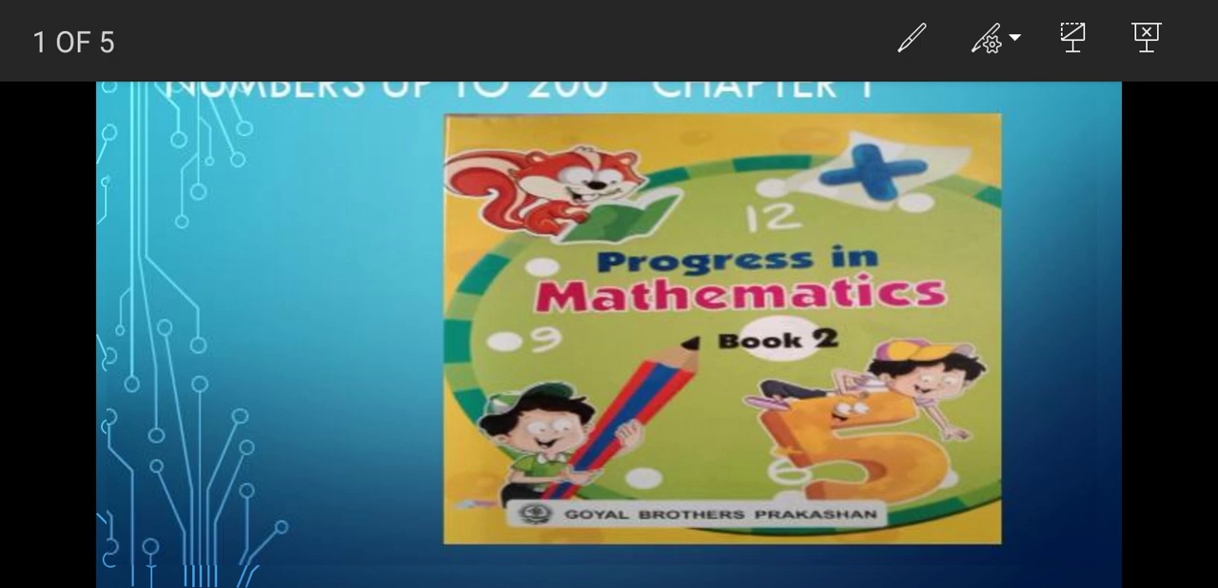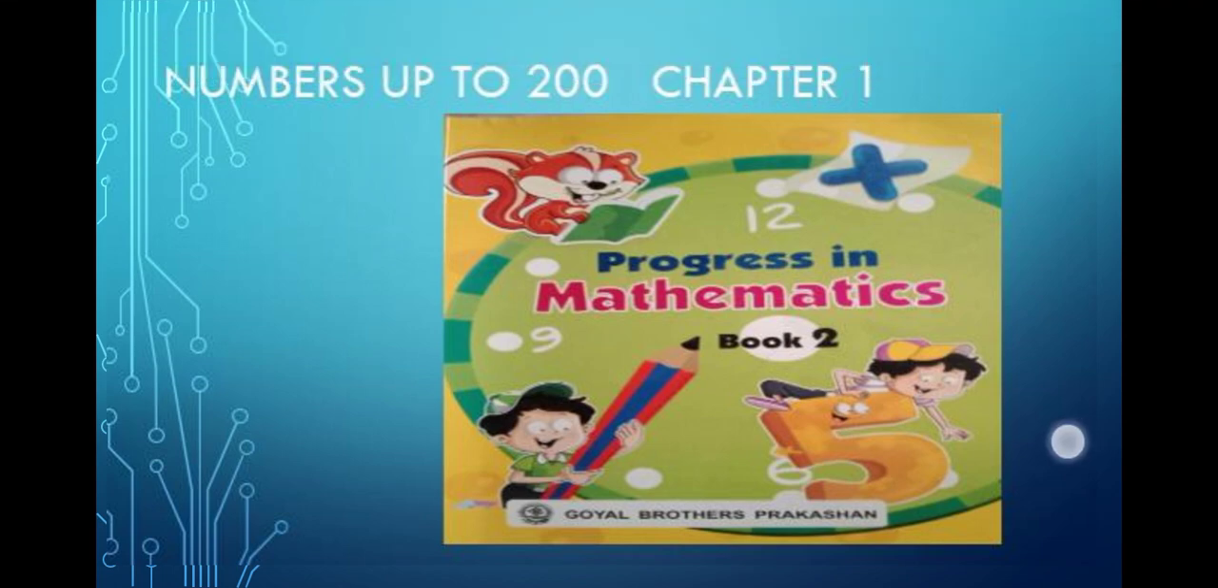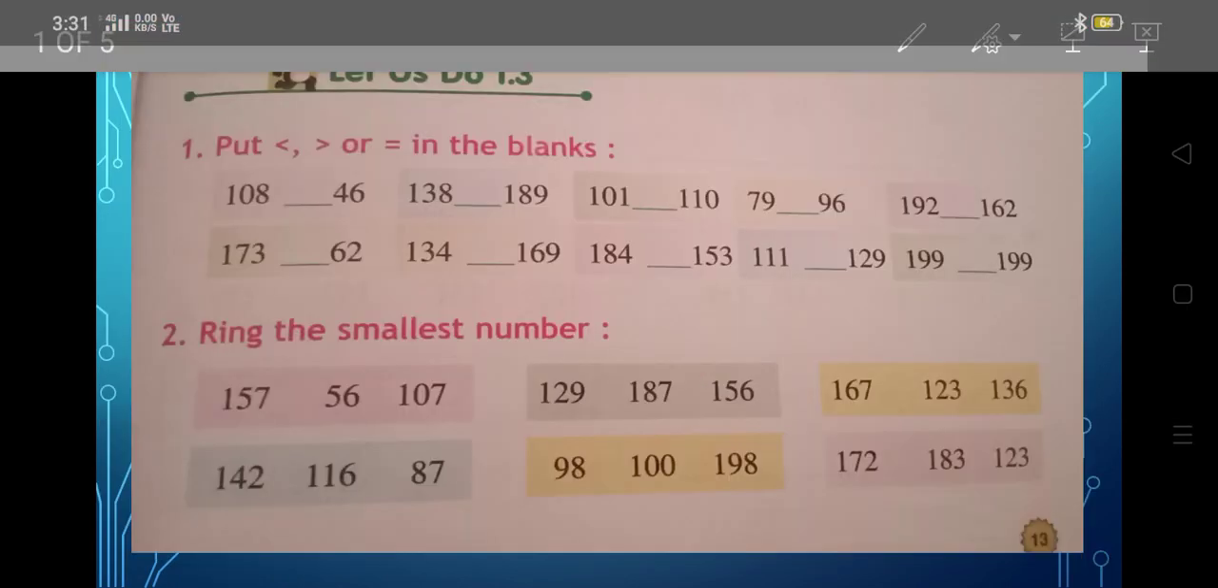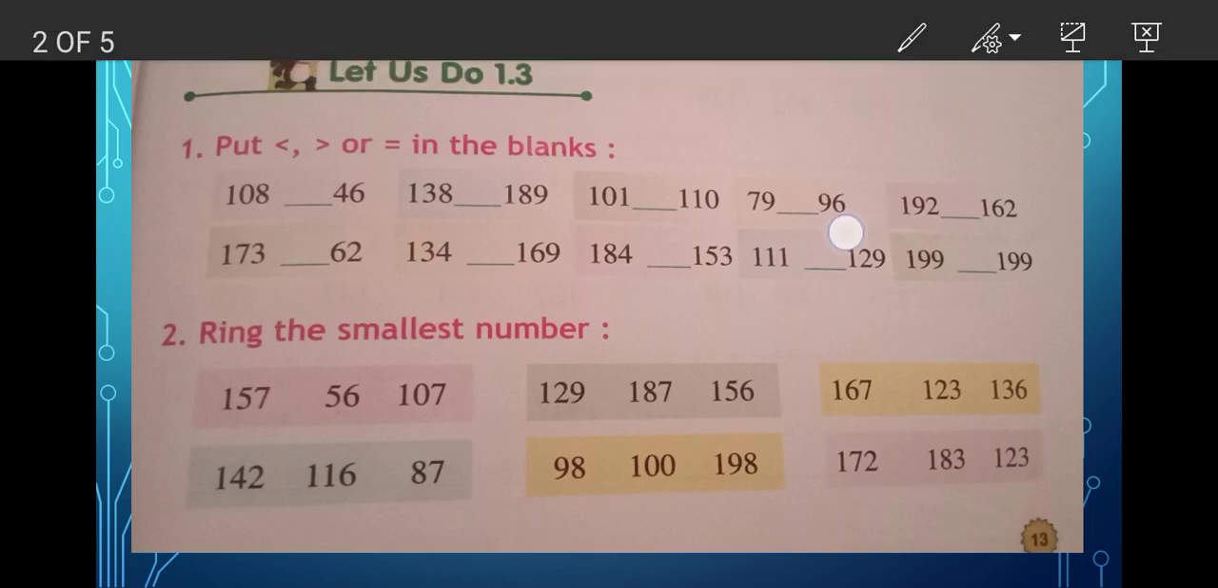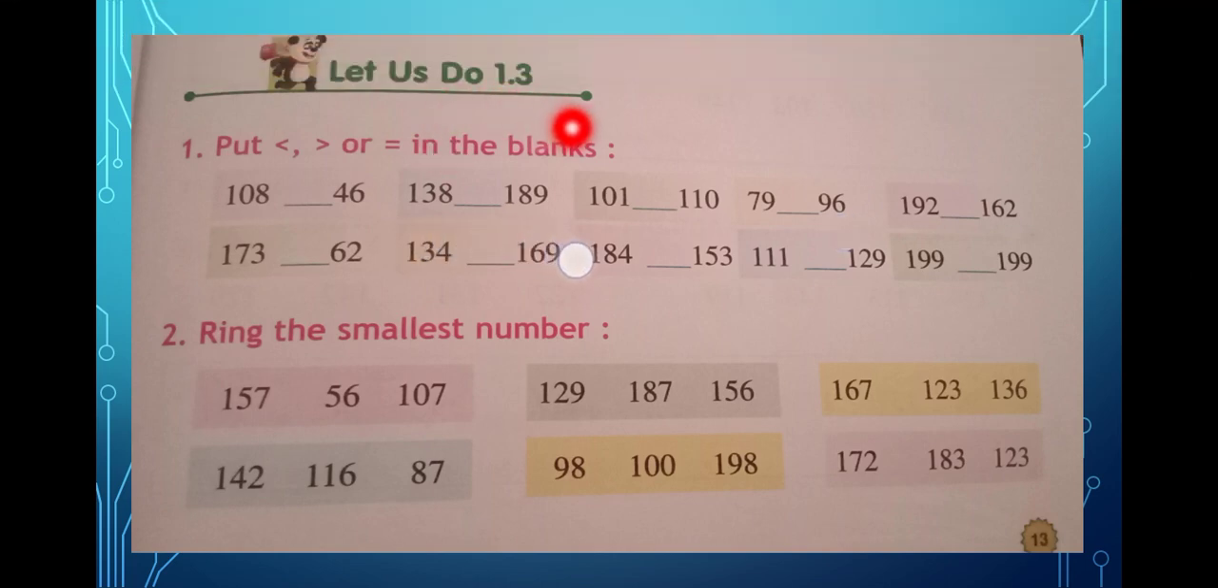So children, today we are going to do the next exercise, that is exercise 1.3. Okay, so all of you take out your textbook, page number 13. You have to take out your copy as well, copy, pencil, eraser, everything you take out, and at first you will be doing in your textbook itself, then afterwards after the class you can write whatever I am saying in your copy. Okay, so this is exercise 1.3.